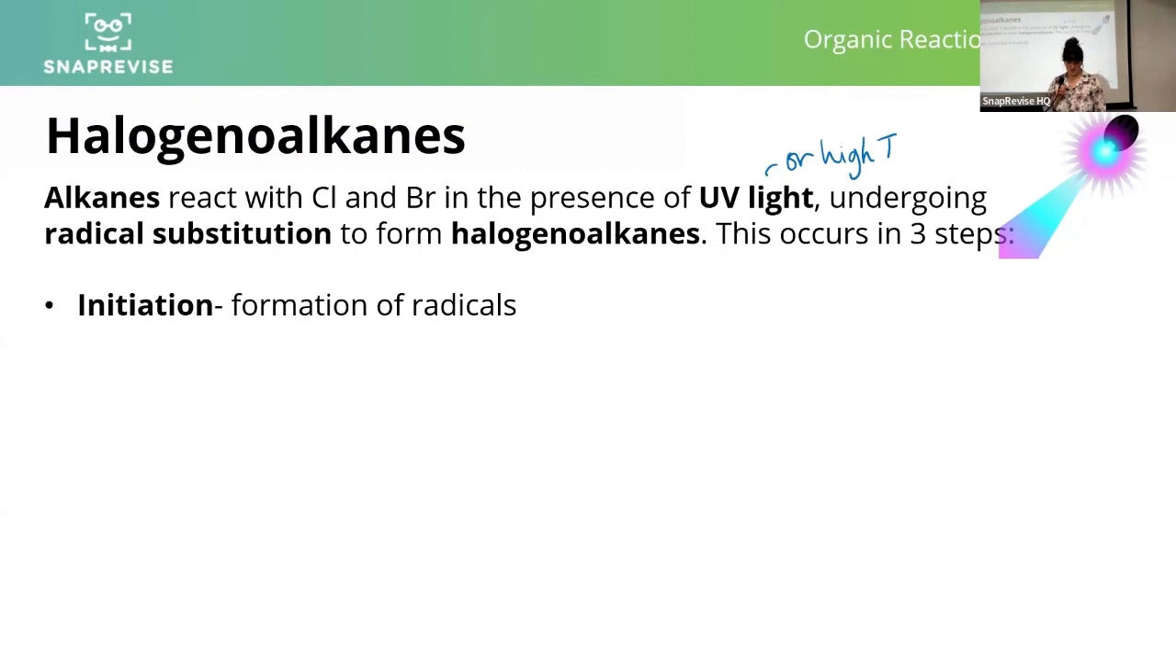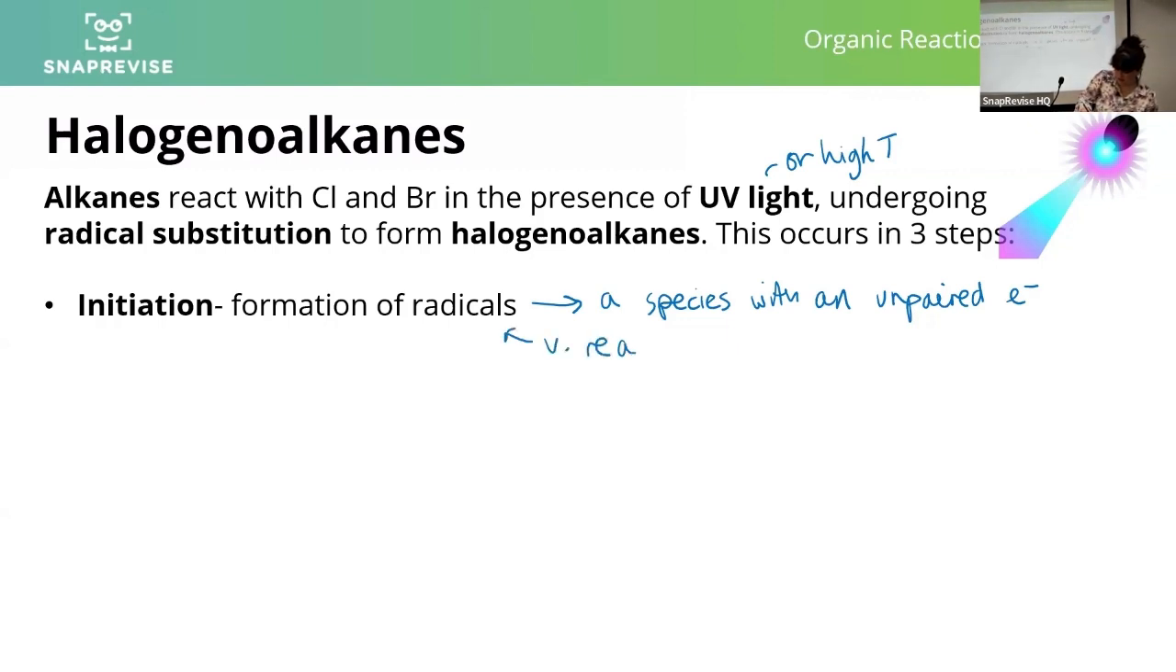What is a radical? A radical is a species with an unpaired electron. Why is that important? It's a stable species with an unpaired electron, I should say. Stable, because it can exist. Not stable because it's unreactive. It's not unreactive. Radicals are very reactive.